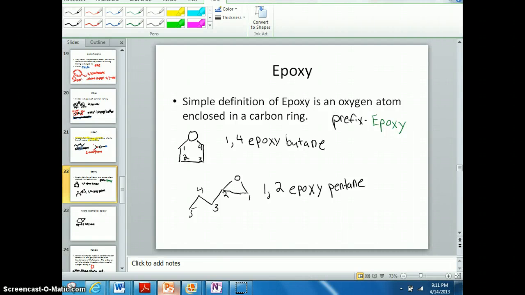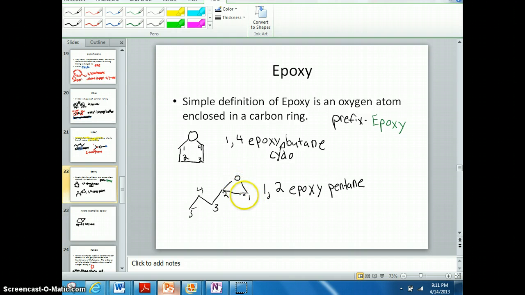So we have epoxies. Prefix is just epoxy. First example we have here, 1, 2, 3, 4. It's a cyclo. So really this could be 1 for cyclo. Cyclobutane. Then we have one right here.